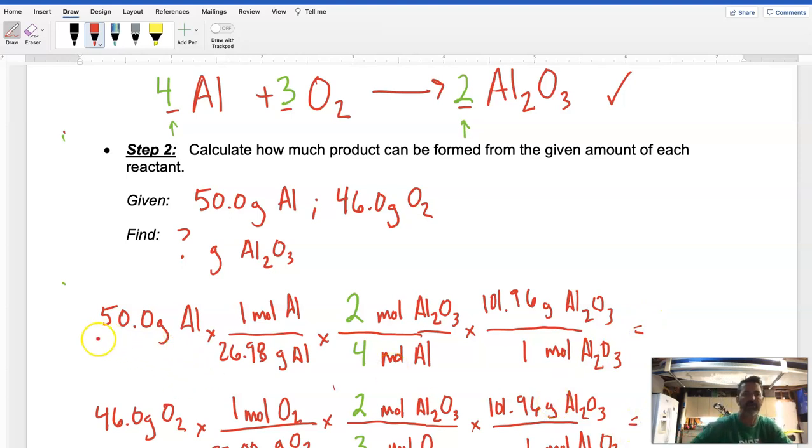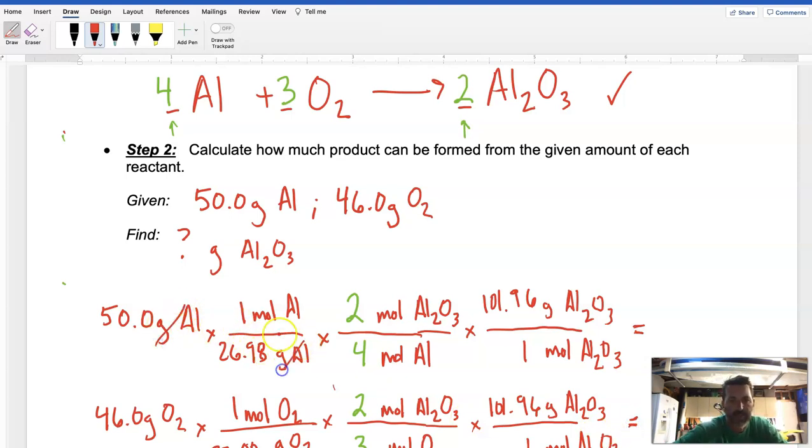Okay, so hopefully this is a review. We haven't done anything different. The only thing different is we're starting with 2 different numbers here. That's the only thing that's different. Everything else is exactly the same. Periodic table, balanced equation, periodic table.